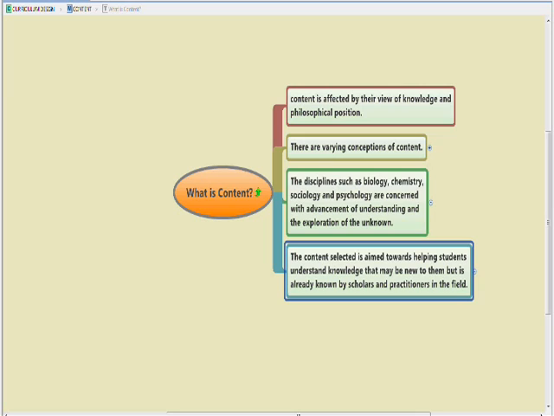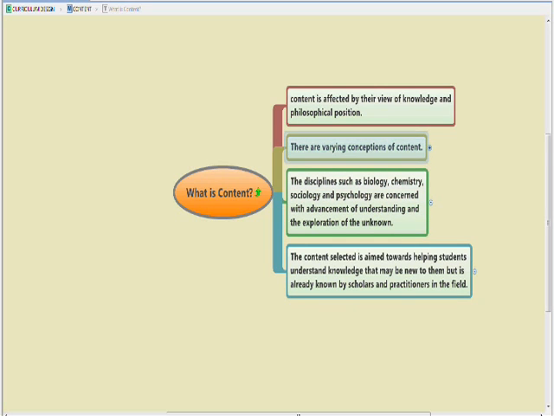Remember, if you're a perennialist, you had a particular view of content being very stable and everlasting, and it focuses on eternal truth. If you are, on the other hand, more progressive, you may choose content that is very fluid and very contemporary. So it depends on your philosophical position to choose content. Now the second notion is that there are varying concepts of content. So the concept itself may vary.